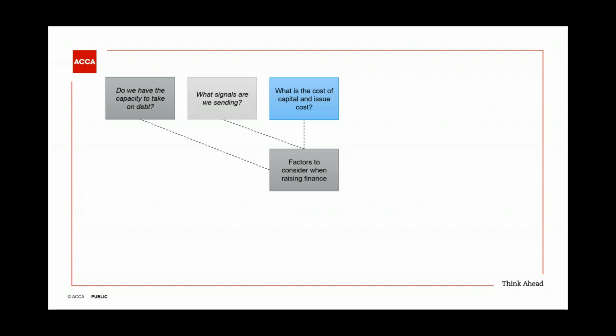But when it comes to debt, sometimes the issue costs are much, much less, in the tune of, let's say, sometimes even 3 to 5% of the value could be the issue costs. And also the cost of capital itself.